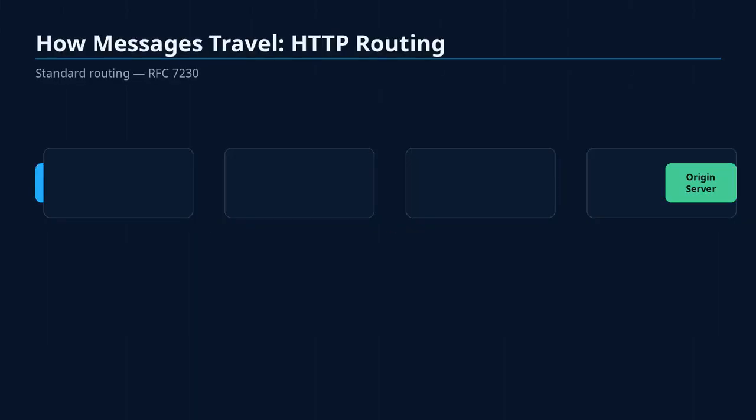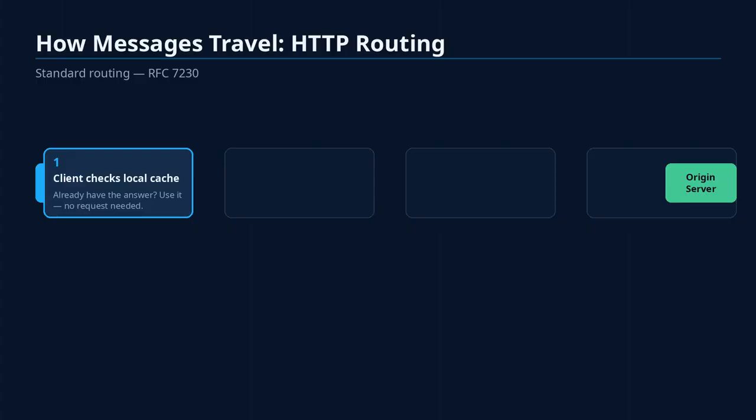So a network function knows the address it wants to reach. Now, how does the actual message get there? This follows standard HTTP routing rules, the same ones the broader internet uses, laid out in a document called RFC 7230. Here's the walkthrough. First, the client, the network function sending the request, looks at the target URI and checks its own local cache. If it already has a fresh copy of the answer sitting nearby, it just uses that.